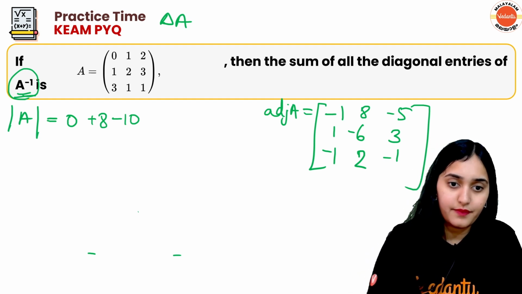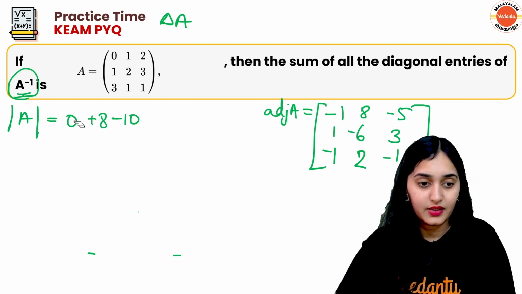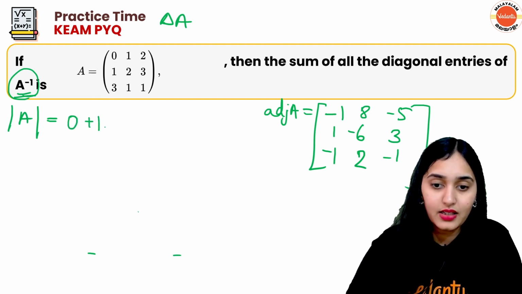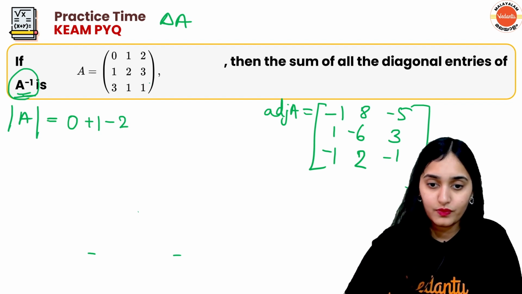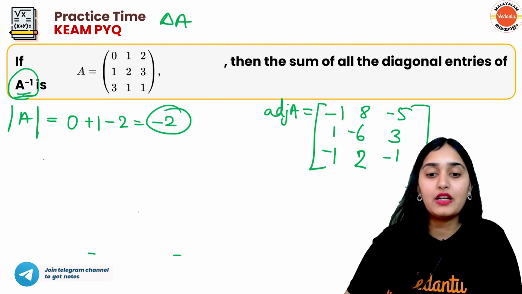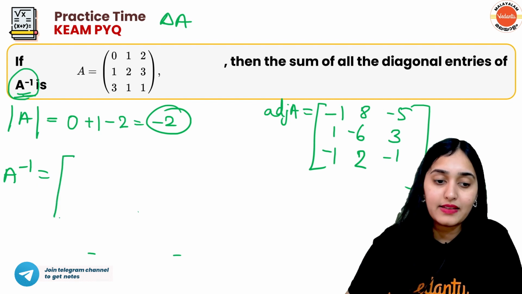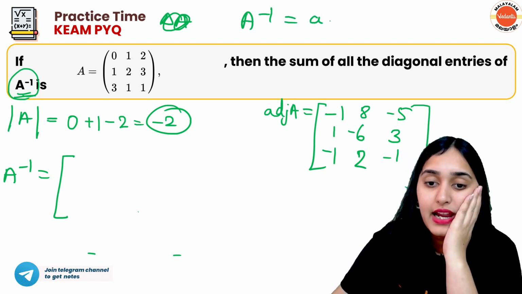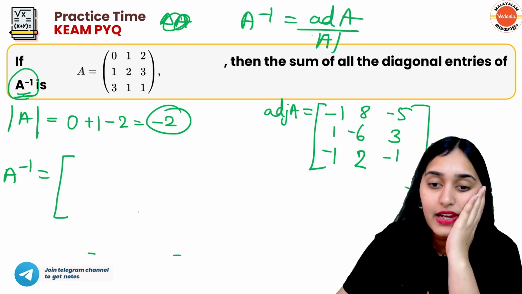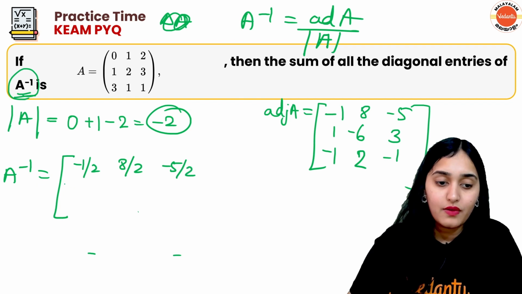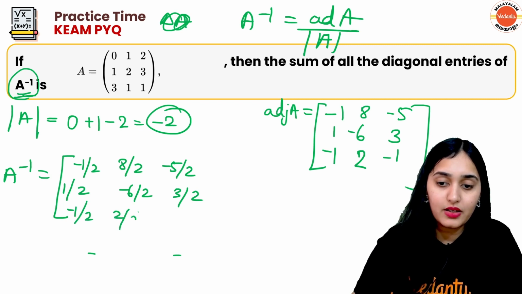Right? Yeah. So, sorry. This row multiplied, right? So this is 0 plus 1 and minus 2. 0, 1 into 1. And minus 2. So you are getting minus 2 is your determinant of A. Now A inverse is basically adjoint of A divided by determinant of A, right? So just divide, it will be minus 1 by 2, 8 by 2, 5 by 2, 1 by 2, minus 6 by 2, 3 by 2, minus 1 by 2, 2 by 2, minus 1 by 2.